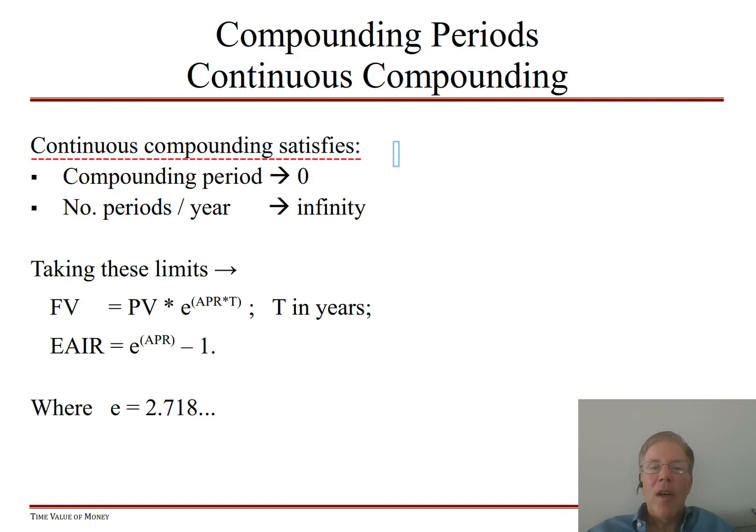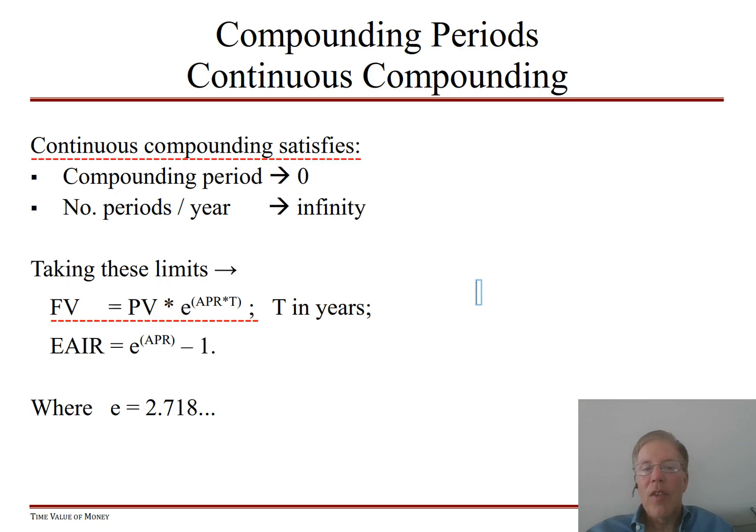So the idea of continuous compounding is that our compounding period is going to shrink to zero, and therefore the number of periods per year is going to go to infinity, and that should ring some kind of distant calculus bell. You take the limit, et cetera, et cetera. So if we do take the limits here, what we find is that the formula relating our future value to present value with continuous compounding works like this.